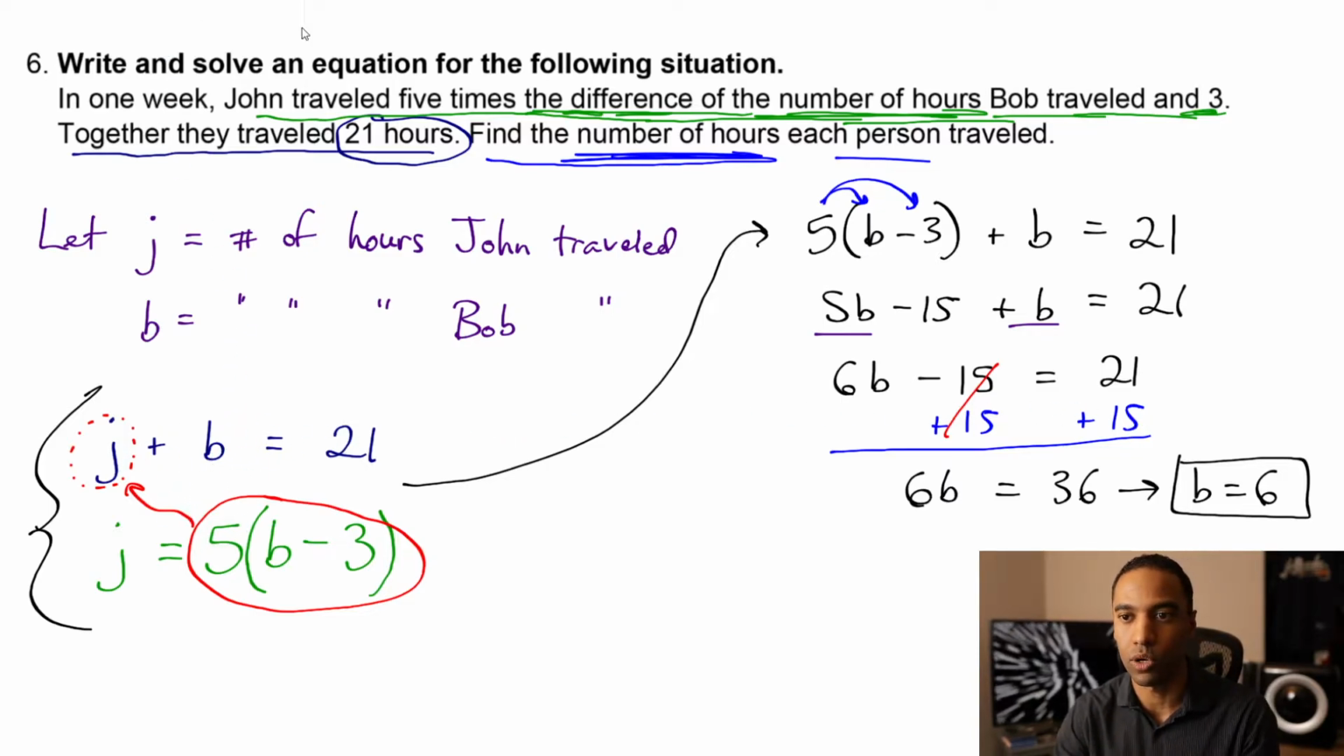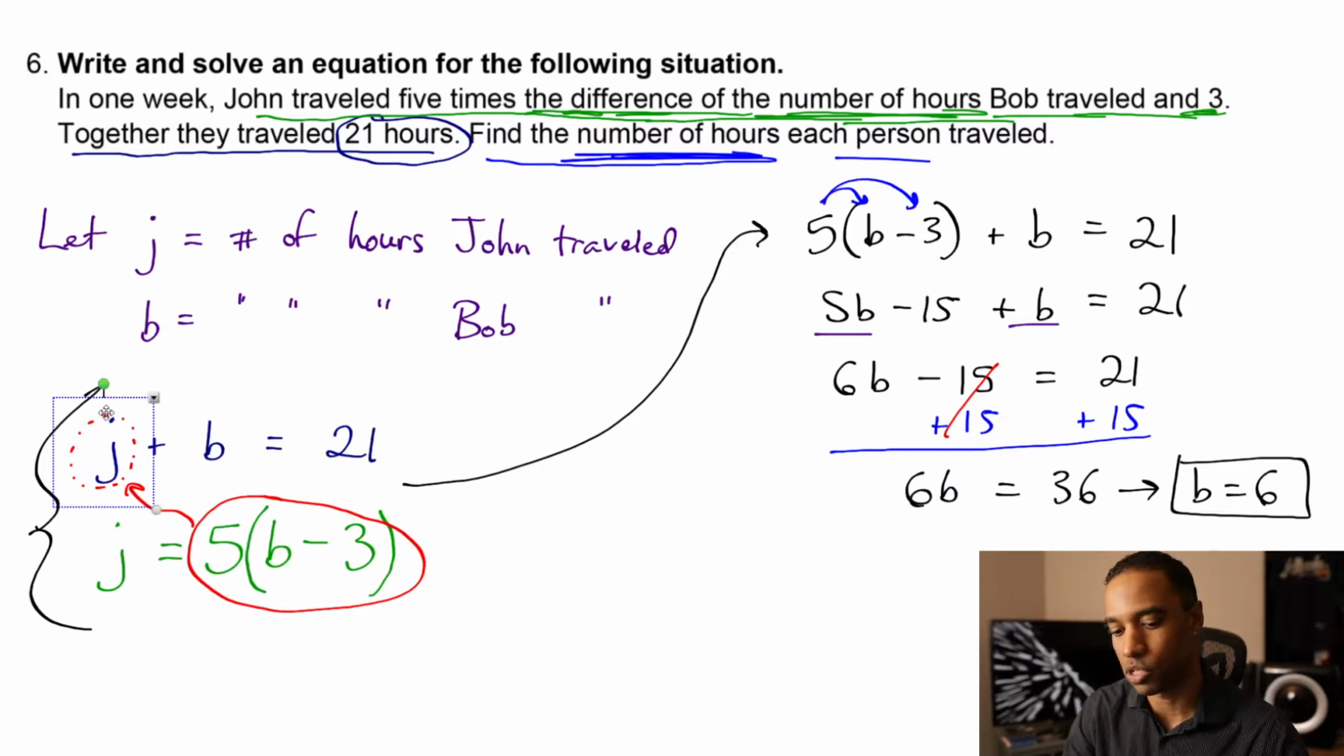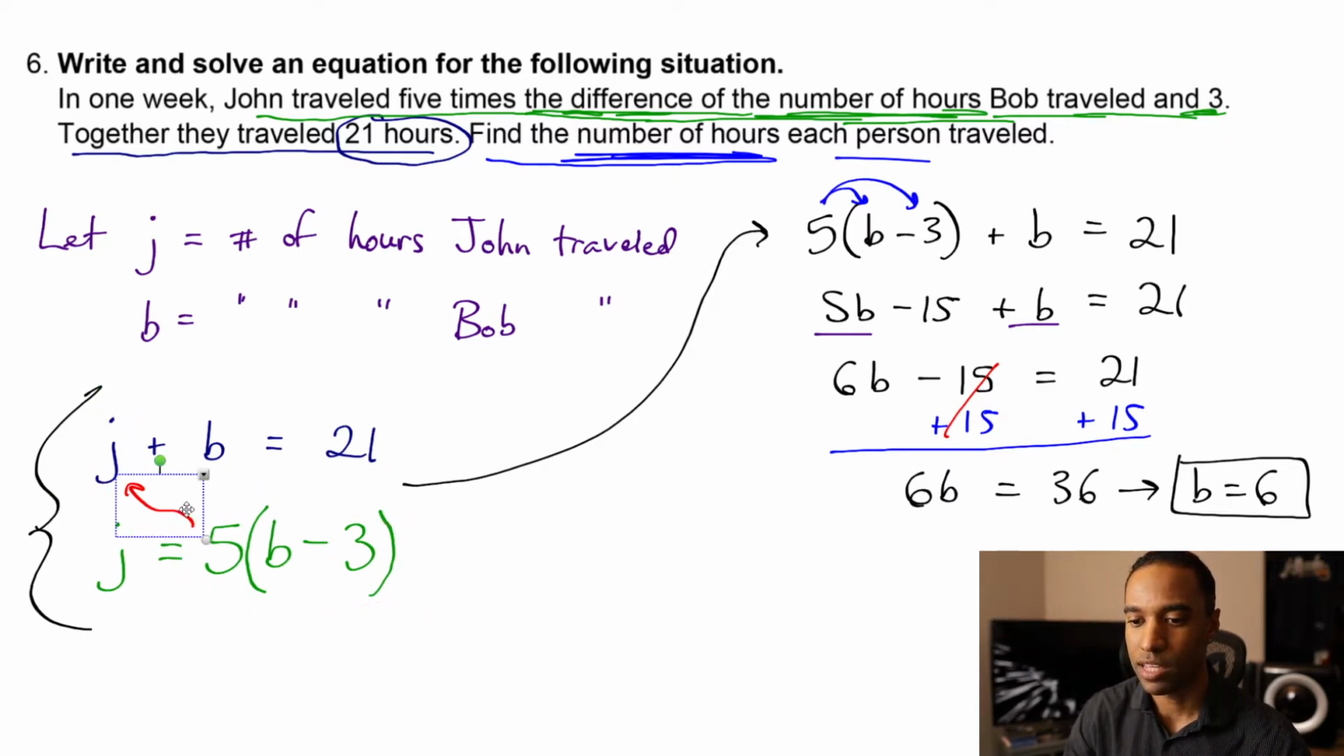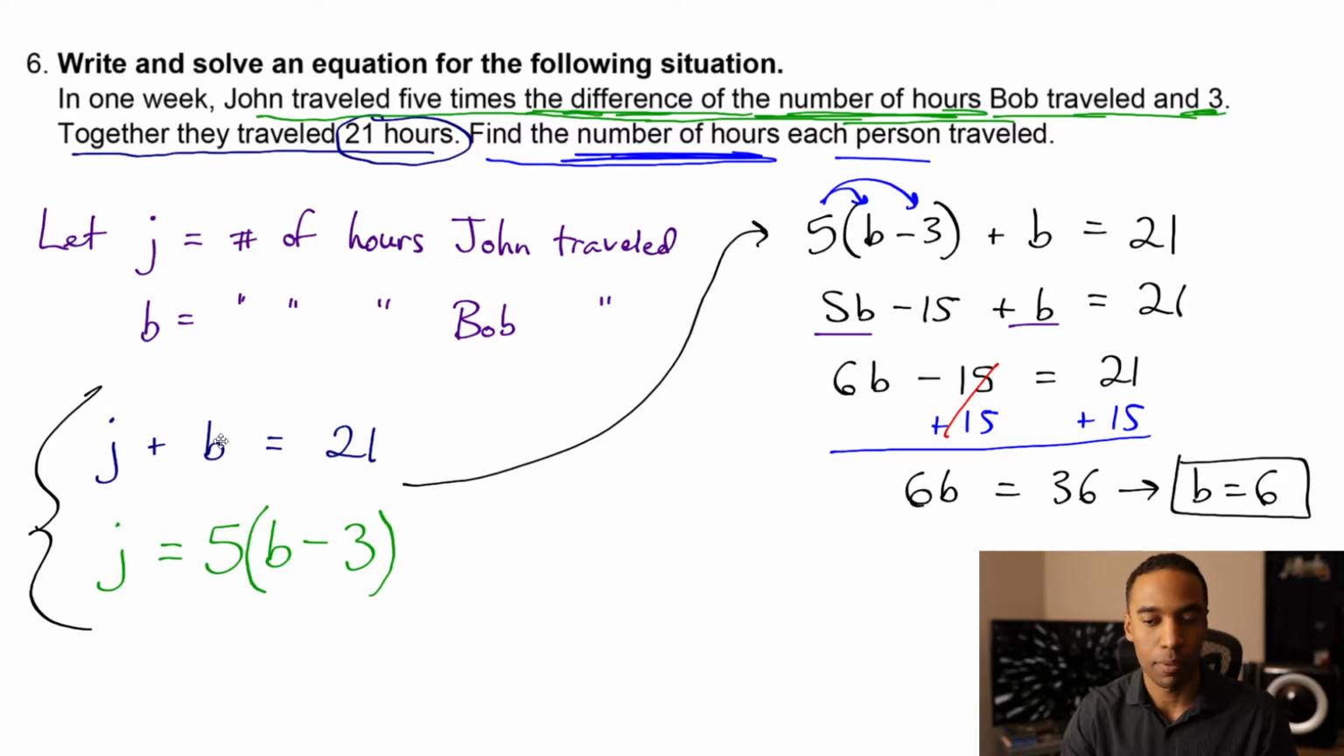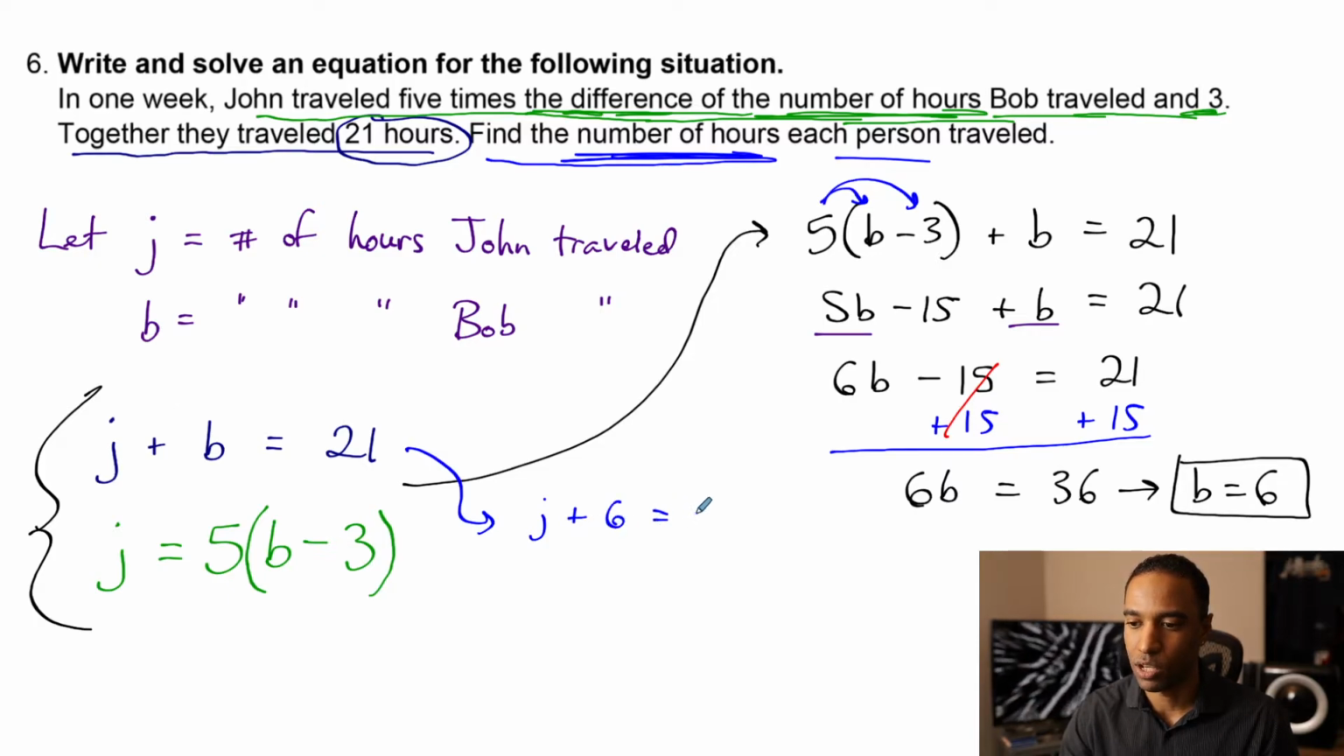You can use either bit of information here to solve. I have 2 separate equations. Either one is good for you to solve for different reasons here. I can substitute 6 for b in the top equation, and I'll do both, or the bottom equation. If I substitute it in the top equation, it's kind of nice because the numbers are a little smaller. I just have to do j plus 6 equals 21 and subtract 6. So I get j equals 15.